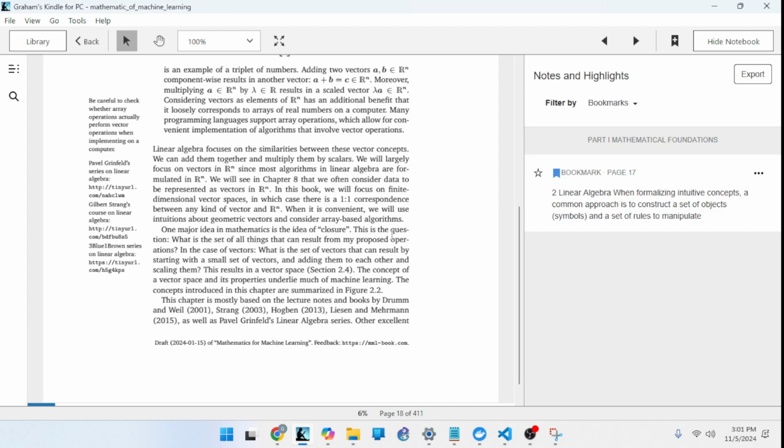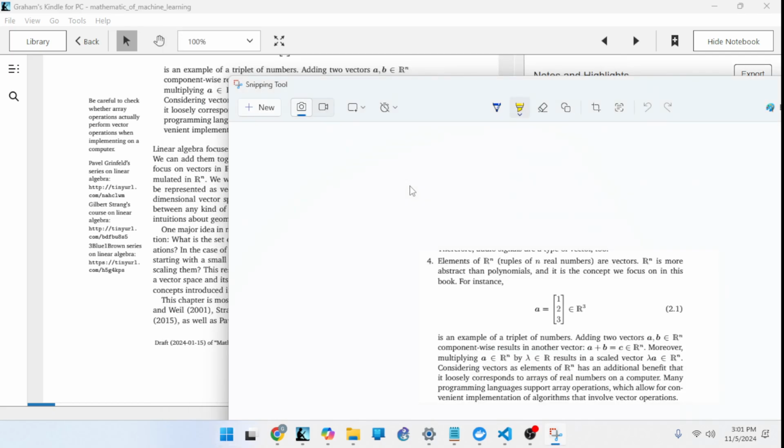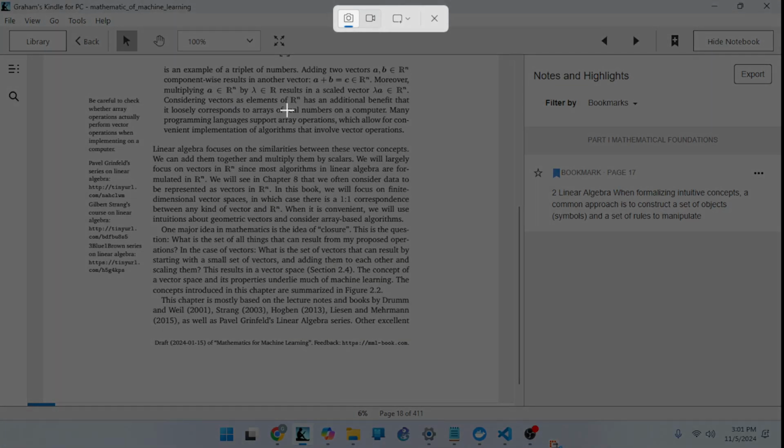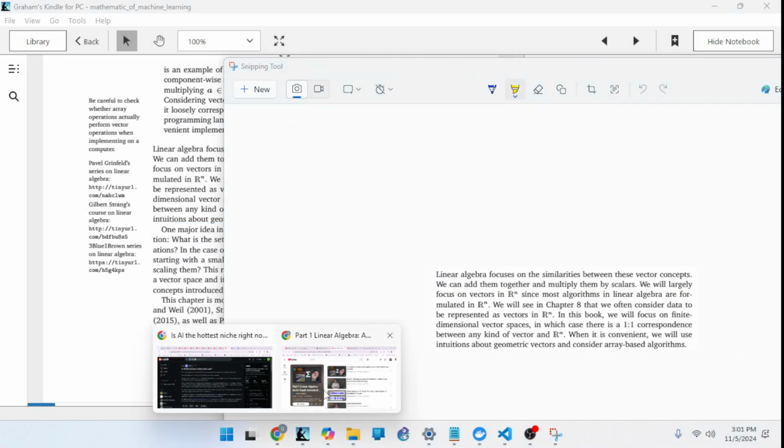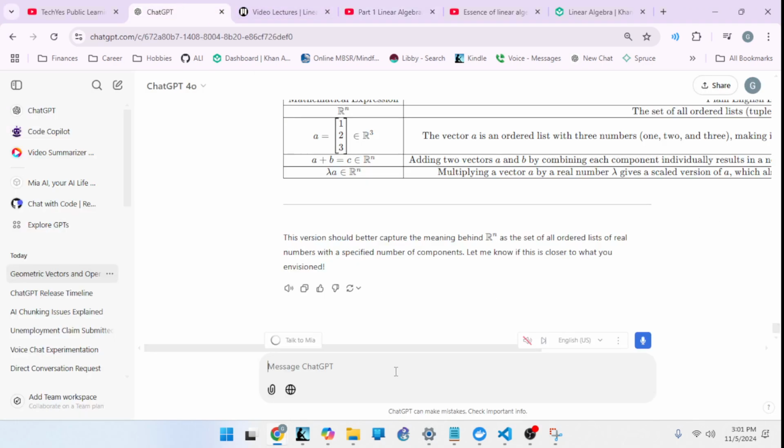We will see in Chapter 8 that we often consider data to be represented as vectors in R^n. In this book, we will focus on finite dimensional vector spaces, in which case there is a one-to-one correspondence between any kind of vector and R^n, which we'll unpack. When it is convenient, we will use intuitions about geometric vectors and consider array-based algorithms. All right, so let's have it. Okay, so now, good. Now unpack this.